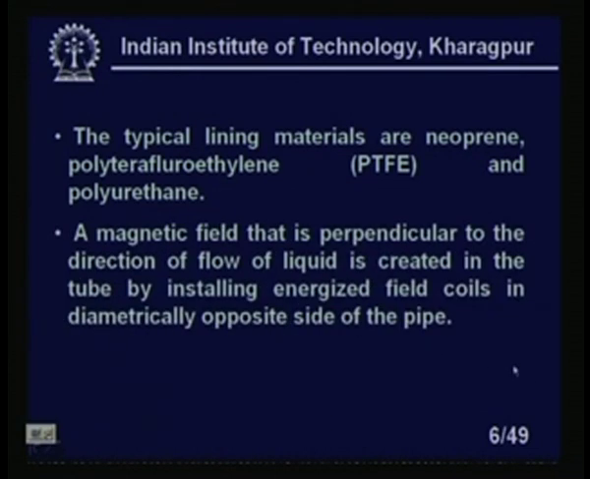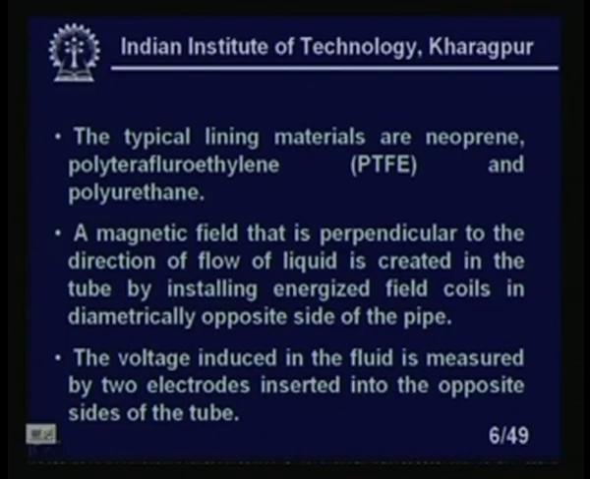The magnetic field that is perpendicular to the direction of flow of the liquid is created in the tube by installing energized field coils on diametrically opposite sides of the pipe. This we already said, two energized field coils are there. What type of energy we will apply, we will discuss later on. But to produce a magnetic field, we must have two coils on diametrically opposite sides. The voltage induced in the fluid is measured by two electrodes inserted into the opposite sides of the tube.